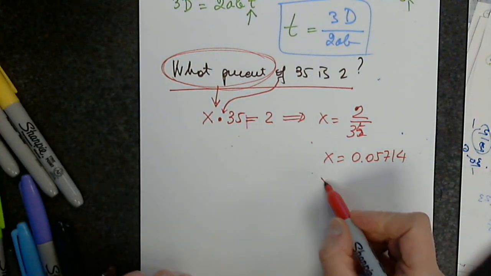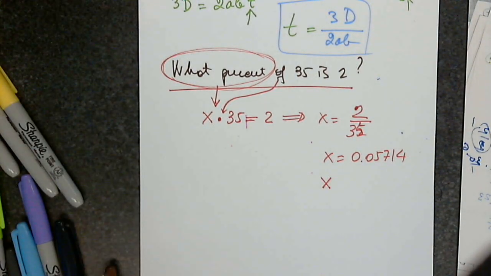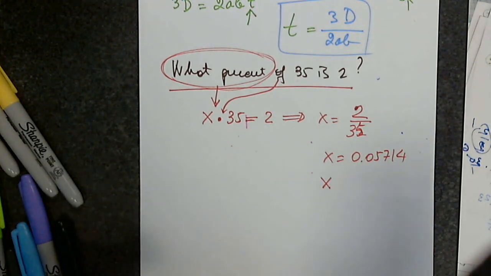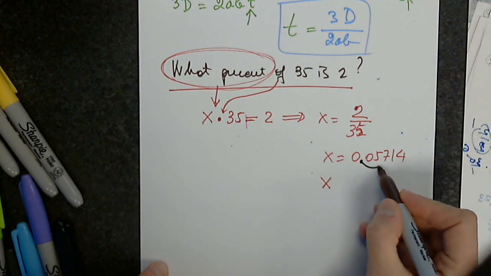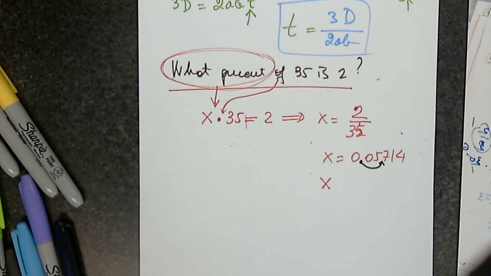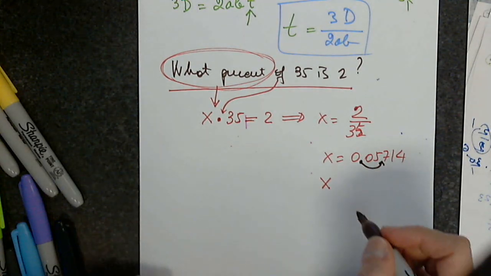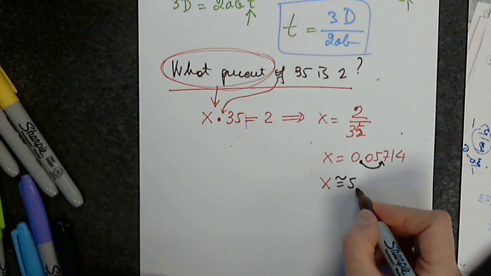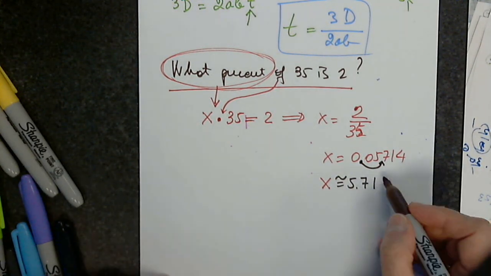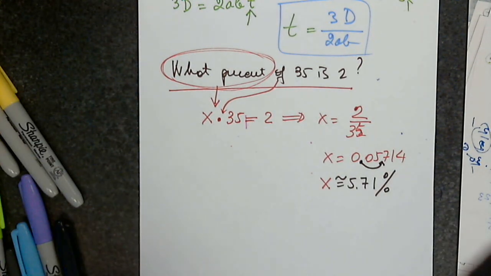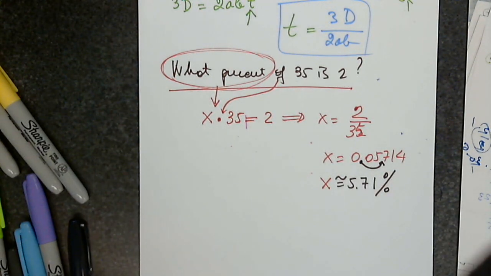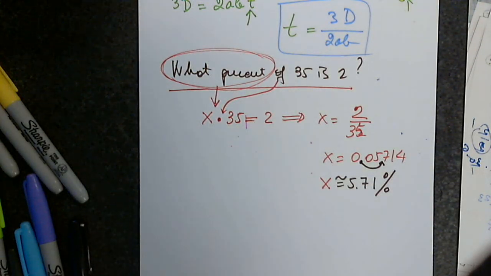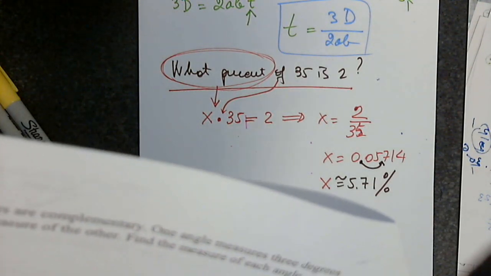Can anyone tell us how do I change this into percent? It'd be like 5.7%. Exactly. I move the decimal period 2 spots to the right. So this is approximately 5.71%. If we had put 5.7%, would that have been accepted? That's fine. Okay. Yeah.